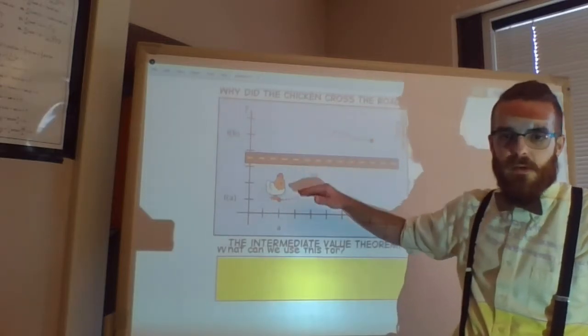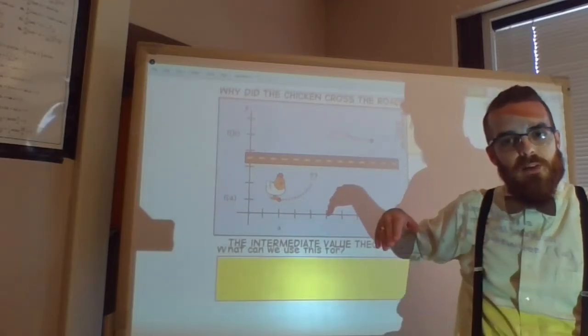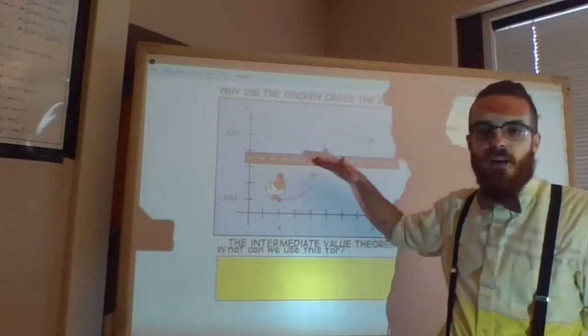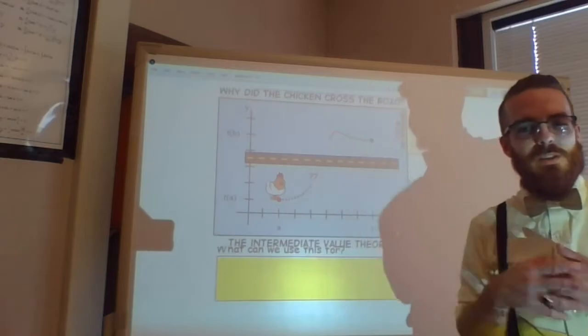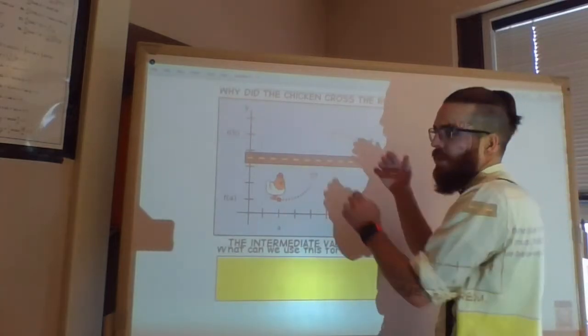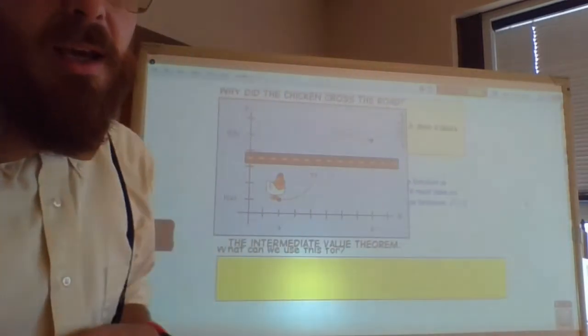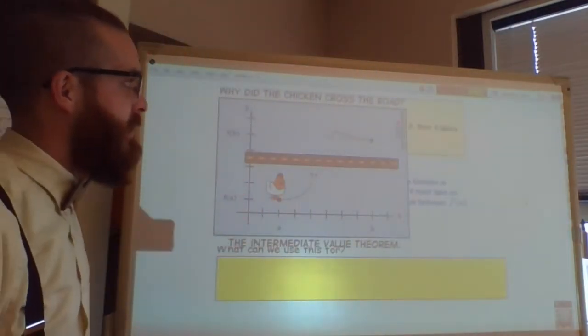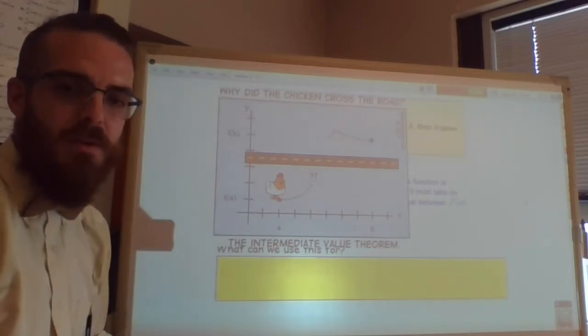Why did the chicken cross the road? Because he started down here and he ended over here. Intermediate value theorem says since he started here and ended here, he has to take on every value in between those two heights. And what's in between those two heights? The road. So why did he have to cross the road? Because of the intermediate value theorem. His path is continuous as long as it's a continuous function. He had to have crossed the road.